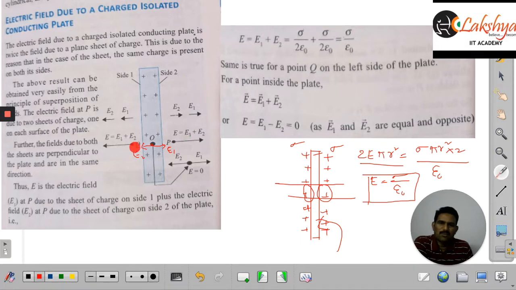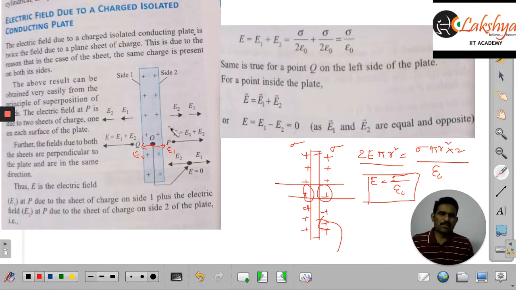And similarly for point Q also, the same thing you can write. Electric field E1 will be towards left and E2 is also towards left, so the net electric field is E1 plus E2, which is sigma by epsilon naught. That is the electric field outside this conducting plate, so you should remember that.